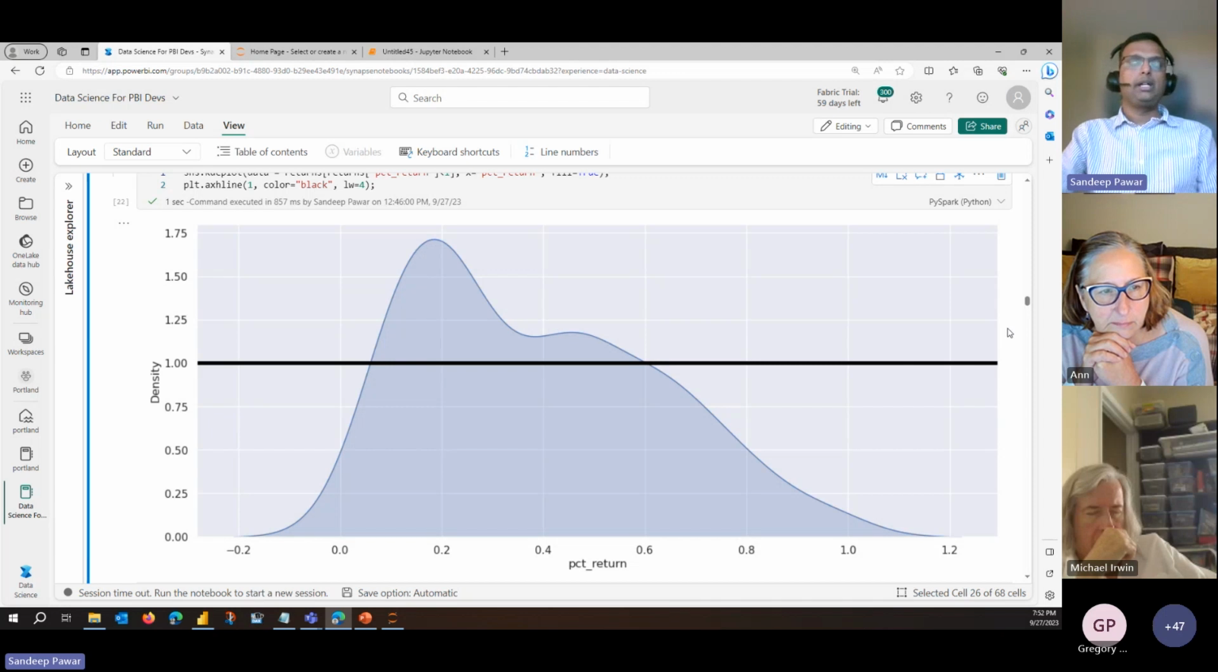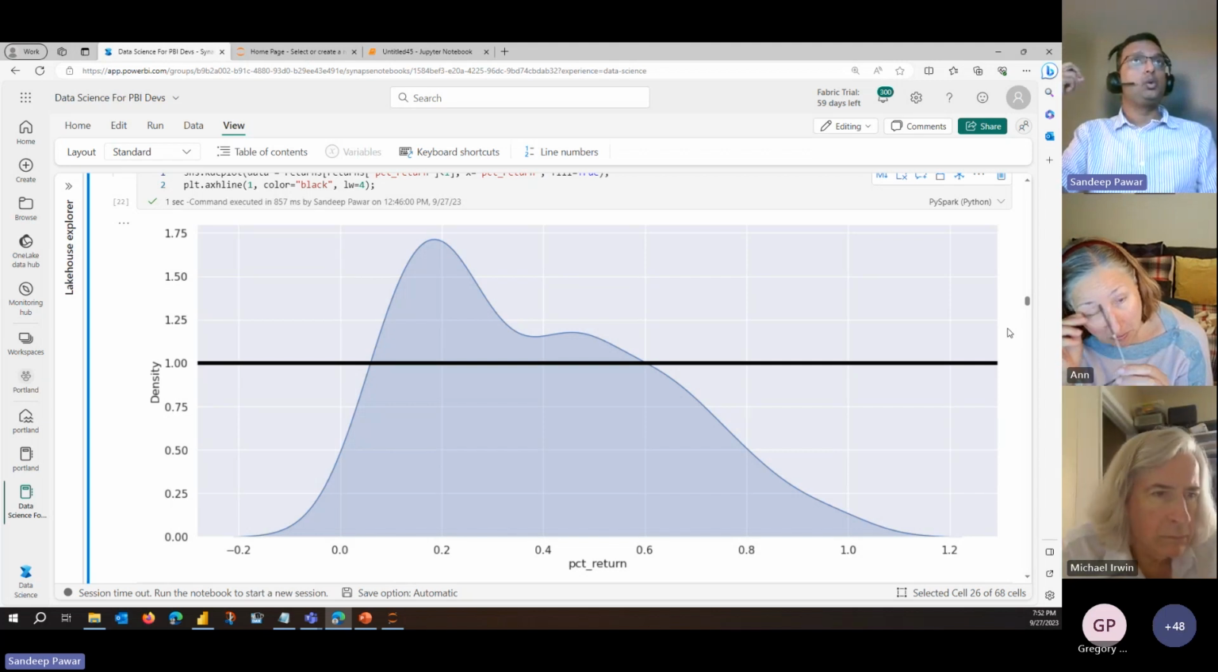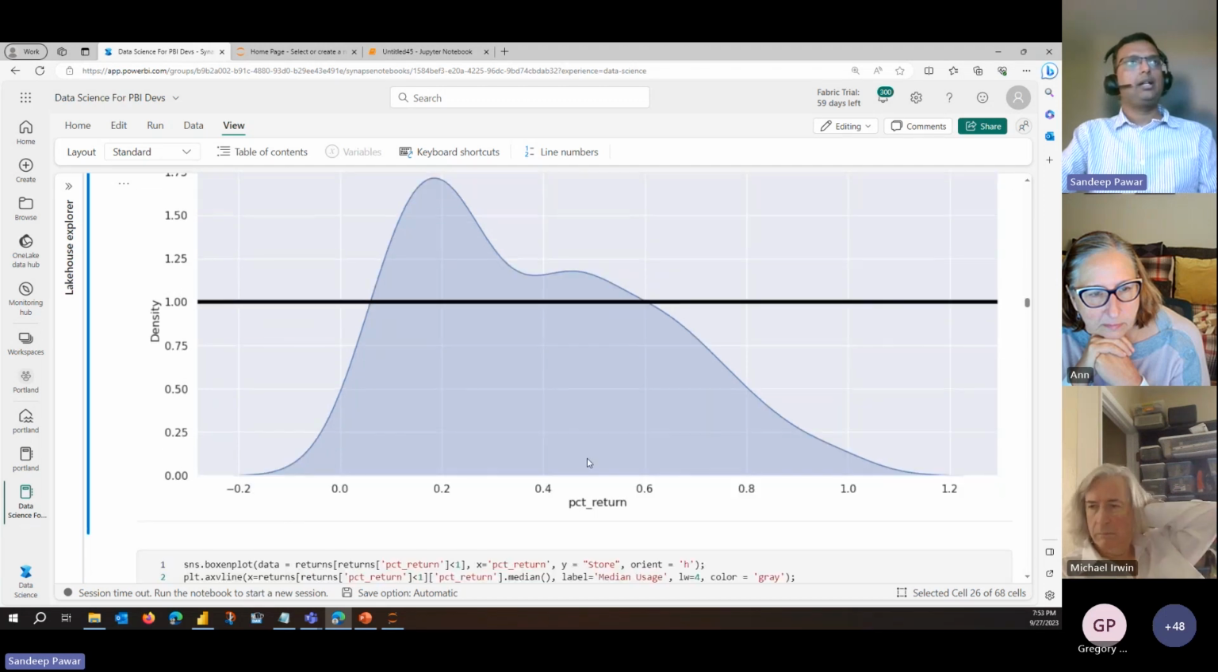Which tells me, first, that my data has some pattern in it. Two, there is a significant pattern within the data that I maybe need to look at. This is the percentage return rate for all the stores, right? And then why do I have two humps here instead of one single peak? So let's try to understand that a bit more.